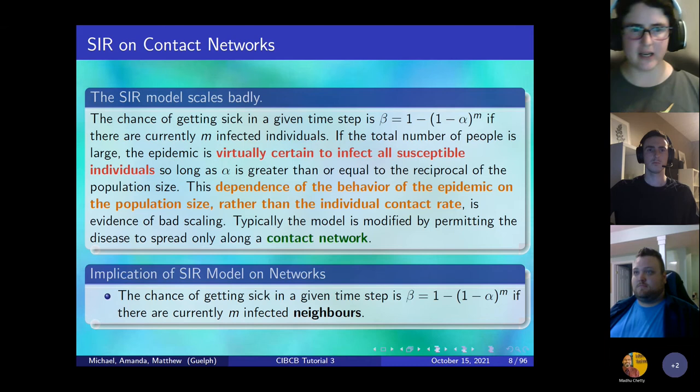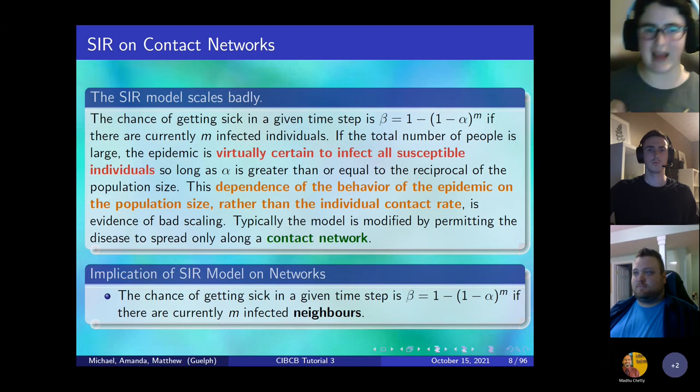One of the main downsides of the SIR model is that it scales badly. The chance of getting sick in a given time step is beta, so it's 1 minus (1 minus alpha) raised to the power of m if there are currently m infected individuals. If the total number of people is large, the epidemic is virtually certain to infect all susceptible individuals as long as alpha is greater than or equal to the reciprocal of the population size.